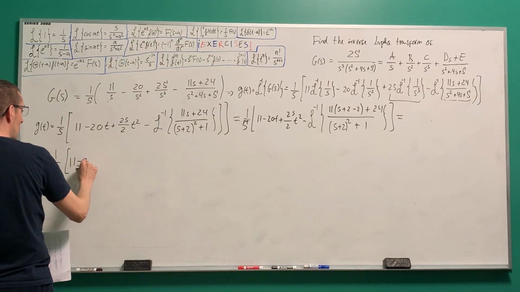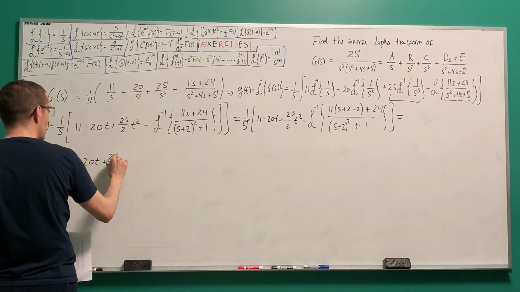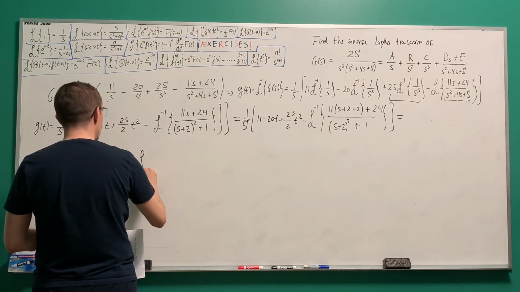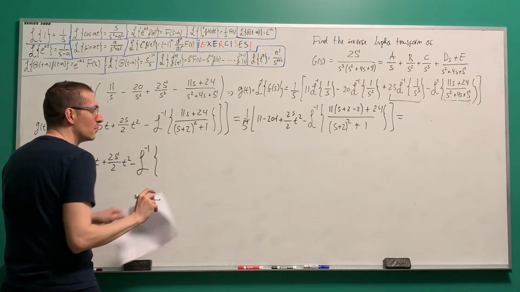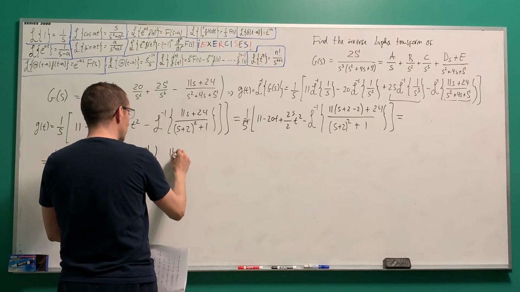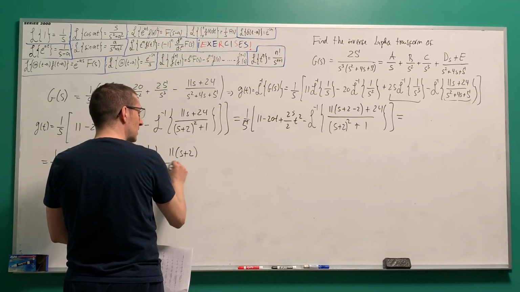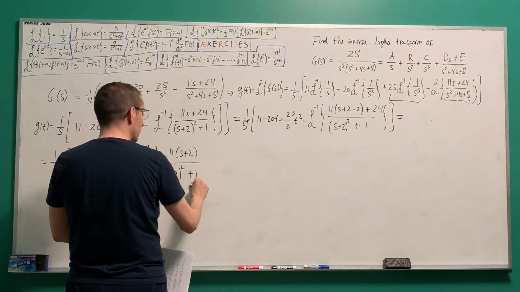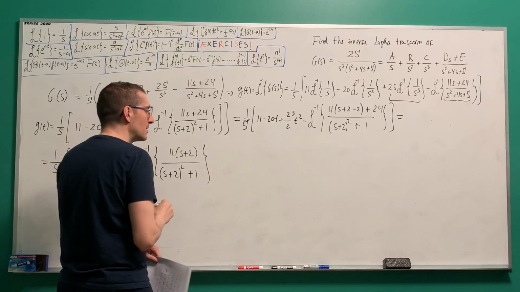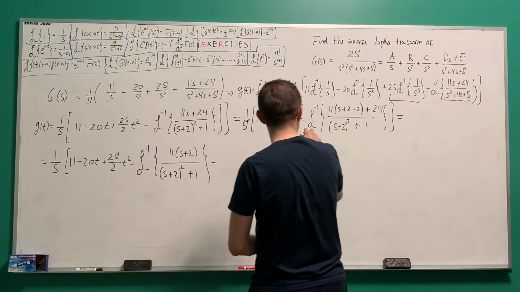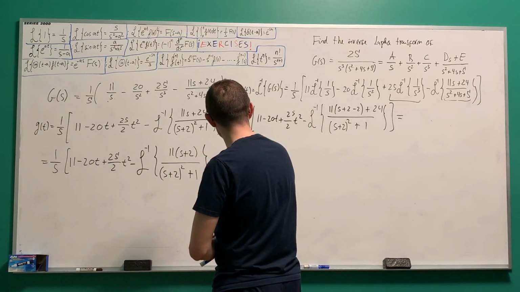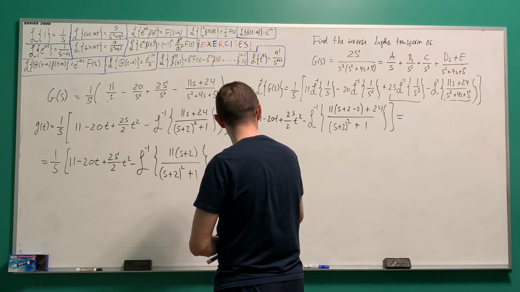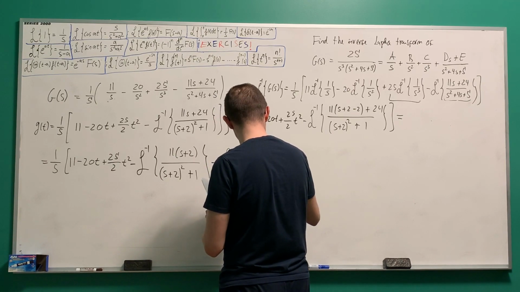These ones are all the same. Times the inverse Laplace of 20t plus 25 divided by s squared plus 4s plus 5, minus. And now I have the inverse Laplace of two fractions. The first one is 11 times s plus 2 divided by s plus 2 squared plus 1. Right? And then minus, because it's the same minus here, the Laplace transform of 2 divided by s plus 2 squared plus 1.